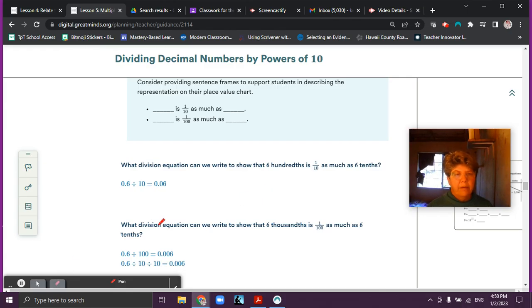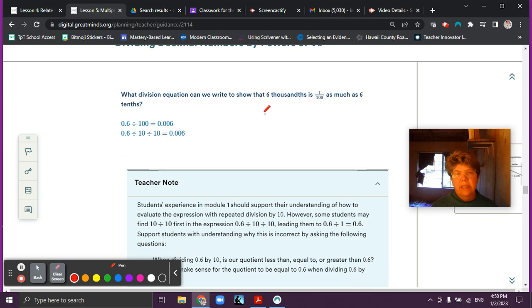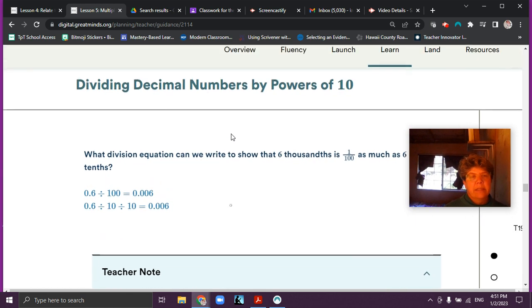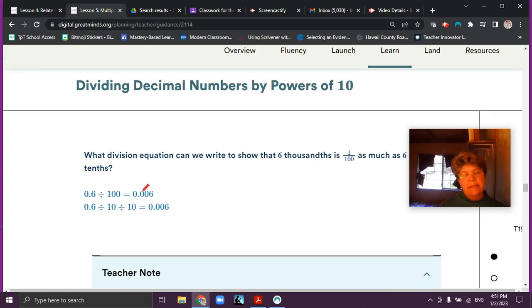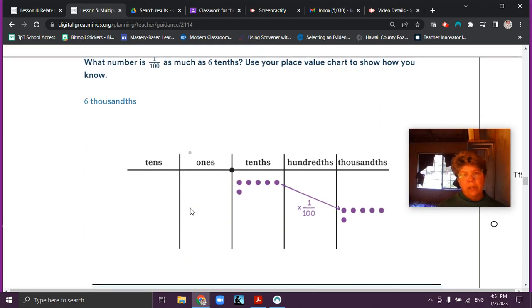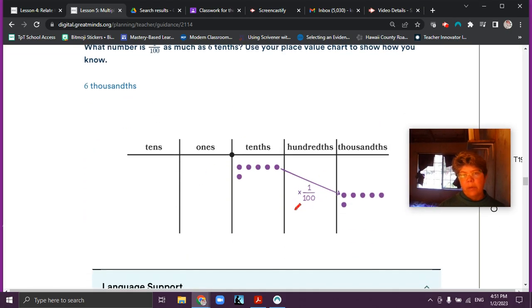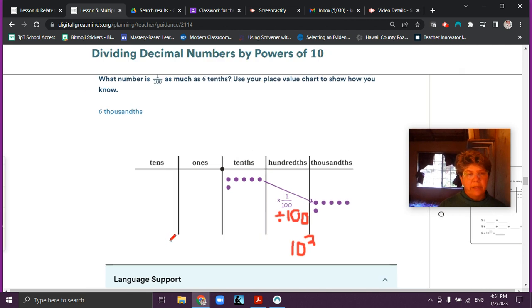Now think about the same thing for your division equation to show 6/1000ths is 1/100 as much. So just like what we did above, 6/10 divided by 100 is 6/1000ths. So we moved over on our chart by 2 places. We multiplied by 1/100. That's the same as dividing by 100. Okay, which is the same as dividing by 10 to the second power, right? Or 10 squared. Okay, very good.